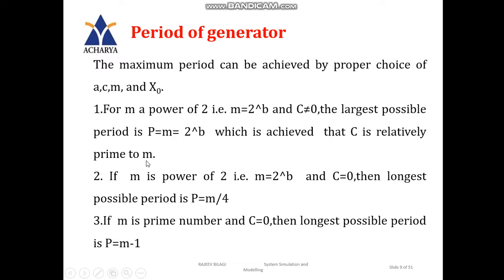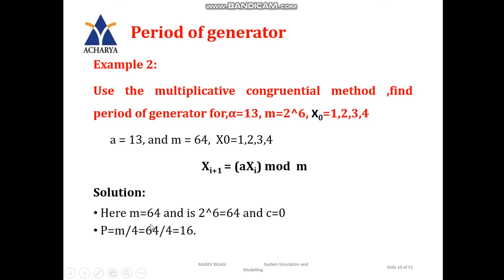Okay. So now we are going to solve one problem wherein we check whether these conditions are true or not. That is, we are going to cross verify. Find the period of a generator using the multiplicative congruential method, for a equal to 13, m equal to 64 and x naught equal to 1, 2, 3, 4. Okay. So now m is equal to 64.